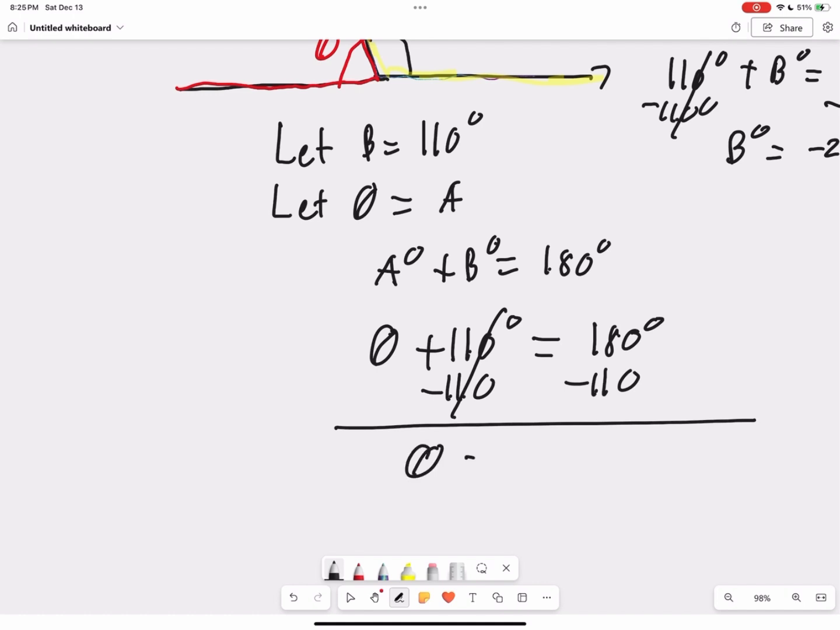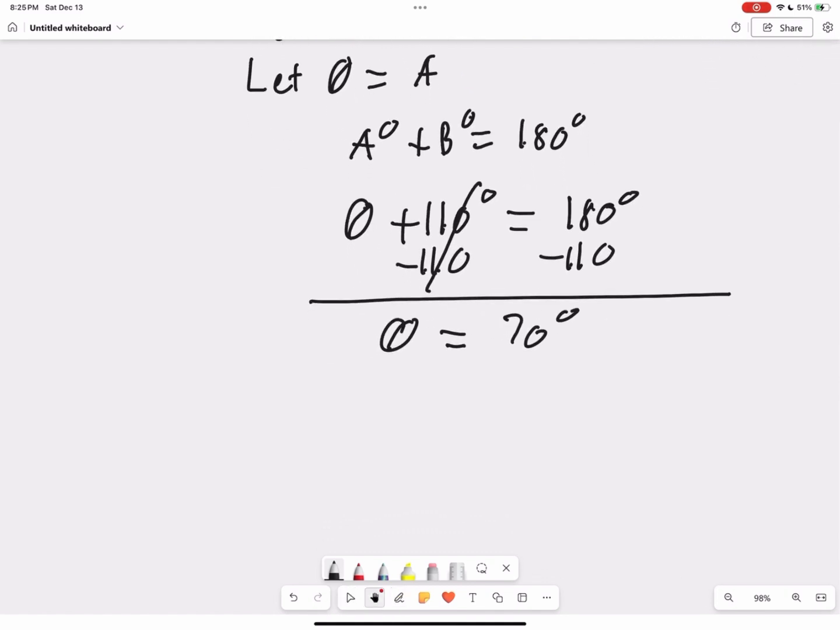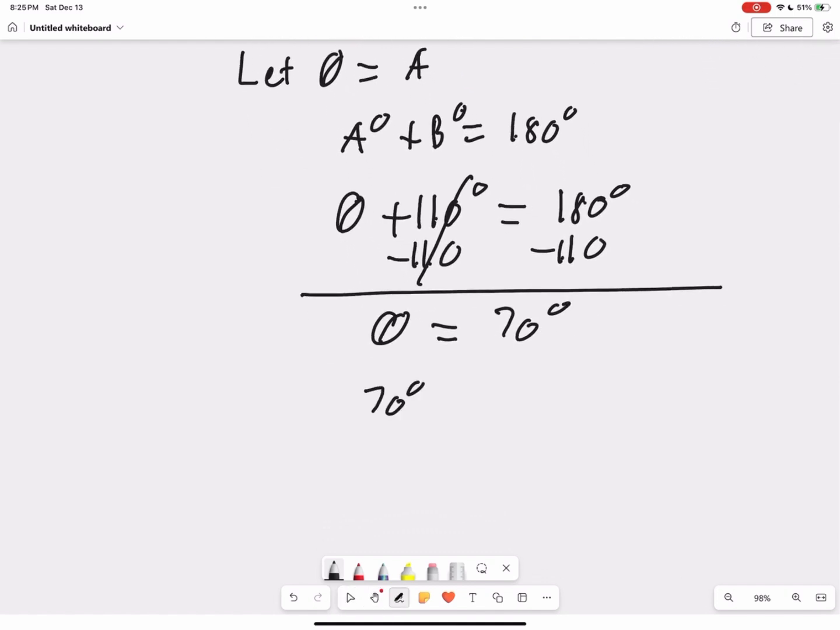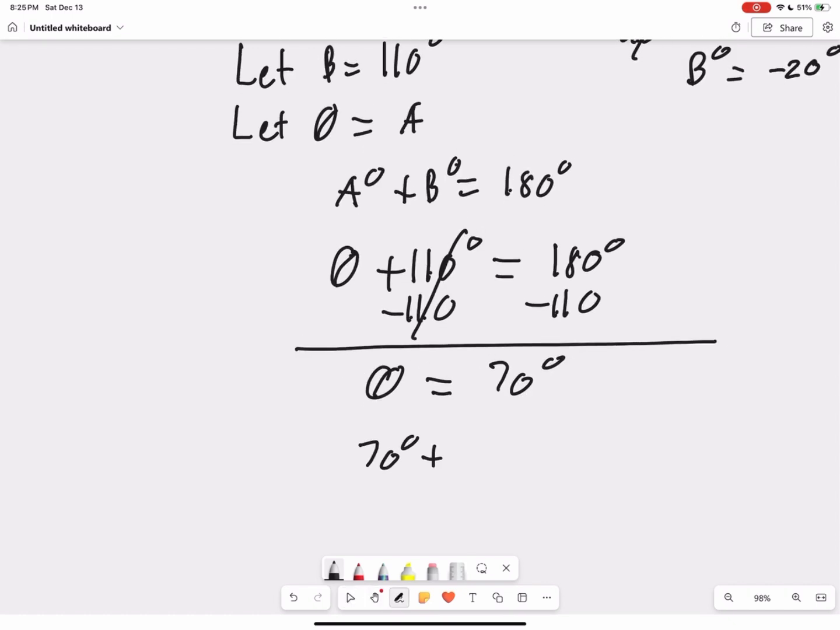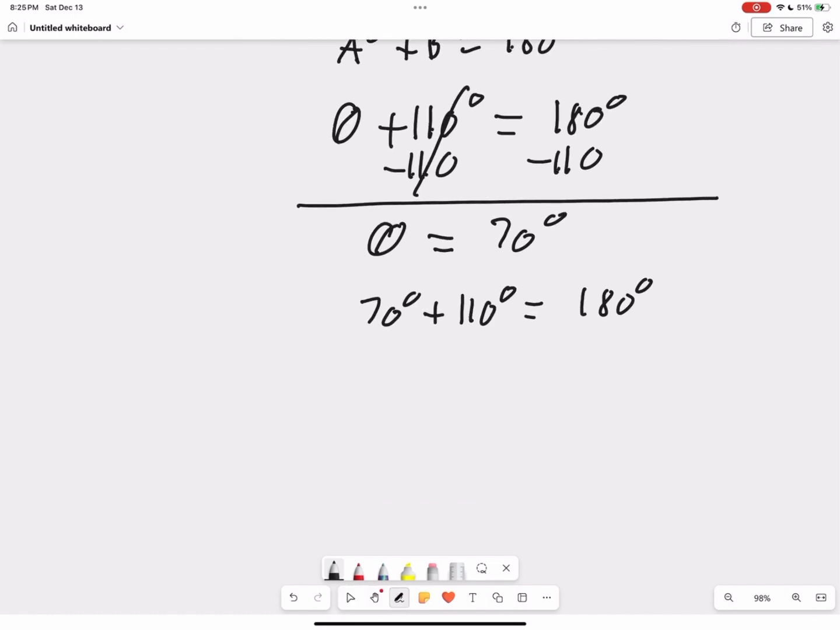So theta equals 180 minus 110, which is 70 degrees. Okay, now if we plug this in, we should get 180, because this plus the other one have to equal 180, because that's what supplementary angles are. Plus 110 equals 180. Let's see. So 70 plus 110 is 180.